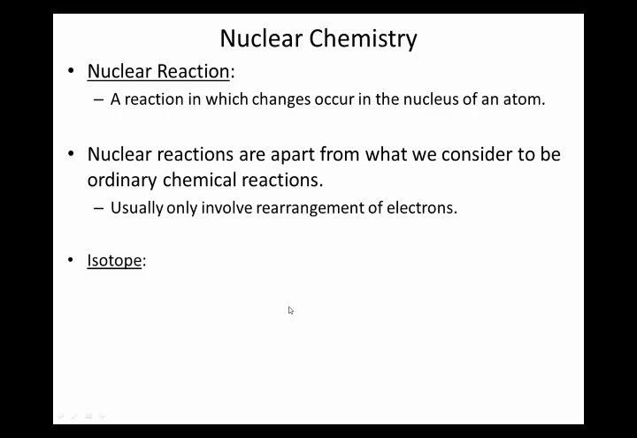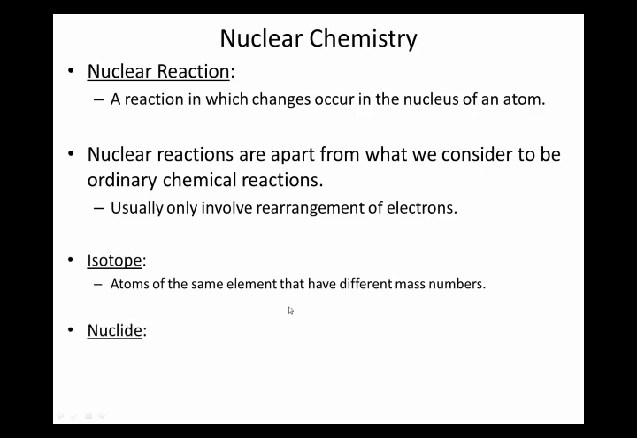And remember, we talked about isotopes before. This is a term we've used before, where two isotopes are atoms of the same element that have different mass numbers, but we're going to need a more general term now. The more general term is nuclide. It sounds kind of weird, but a nuclide is just an atom, a specific atom with a specific mass number and a specific atomic number.